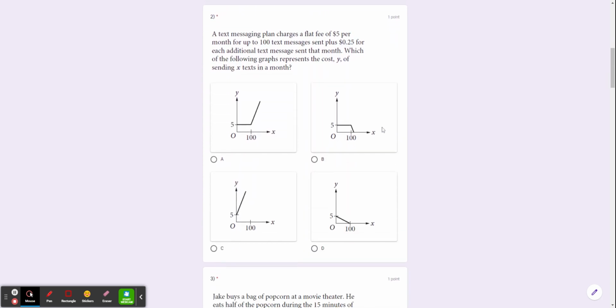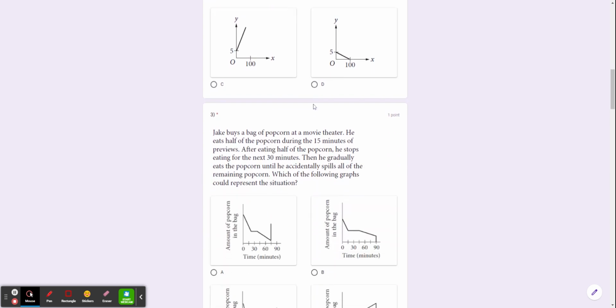All right, so for number 2, a text messaging plan charges a flat fee of $5 per month for up to 100 text messages sent, plus 25 cents for each additional text message sent that month. Which of the following graphs represents the cost Y of sending X texts in a month? So if you notice here, it says a flat fee, which means our answer has to have a flat section. So it's either A or B. You can immediately eliminate these two. And since your phone bill typically goes up and not down, choice A is the only one that works. We're going to spend more money as we send more than 100 text messages.